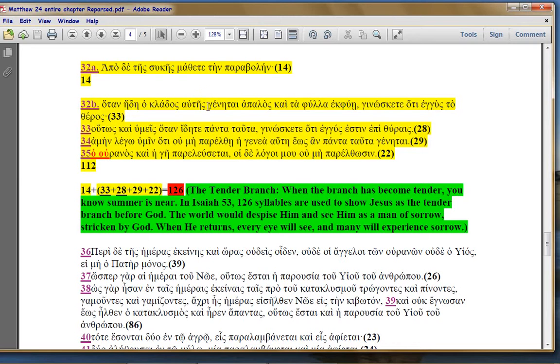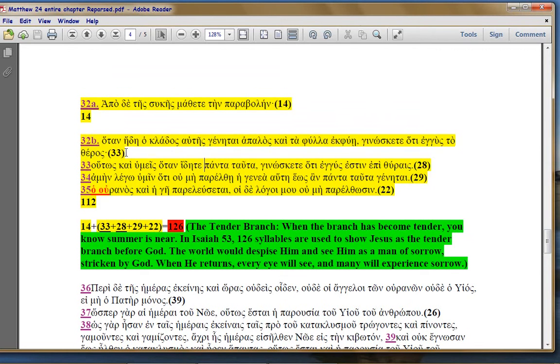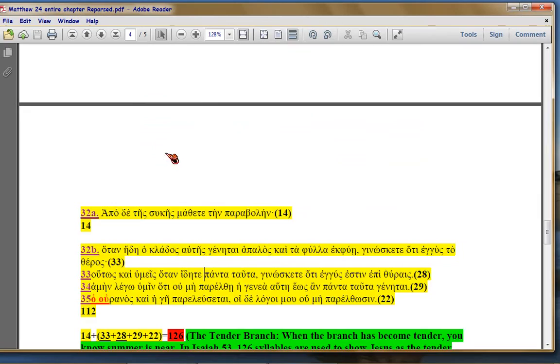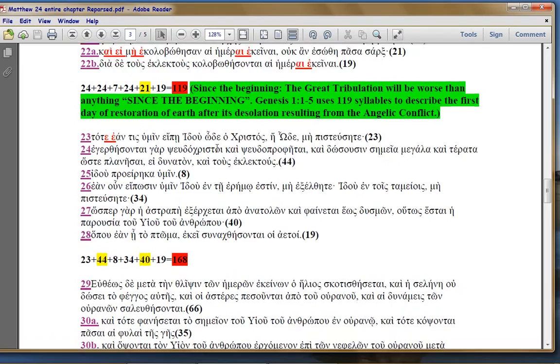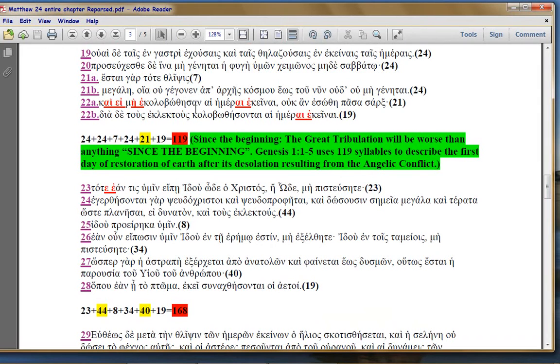I've got some quibbles with him about some of the clause divisions. But the syllable counts are still the same as what I had shown before. I wanted to focus this time on how some of this is shaping up. It's got a deliberate pattern, obviously.